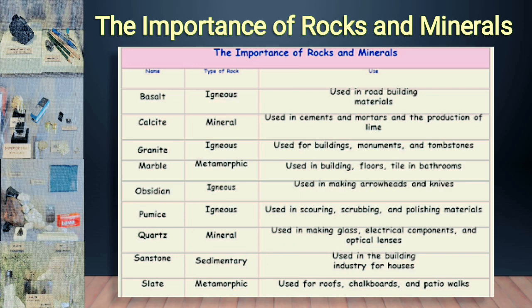obsidian, igneous, used in making arrowheads and knives; pumice, igneous, used in scouring, scrubbing, and polishing materials; quartz, mineral, used in making glass, electrical components and optical lenses. Sandstone, sedimentary, used in the building industry for houses. Slate, metamorphic, used for roads, chalkboards, and fascia walls.